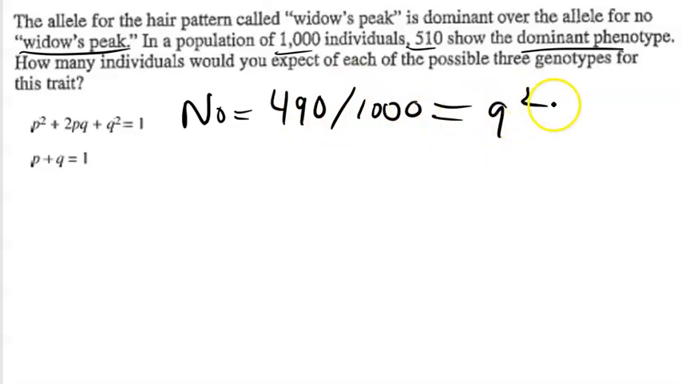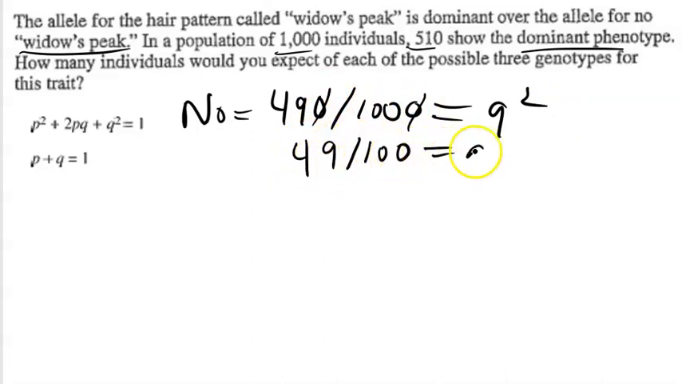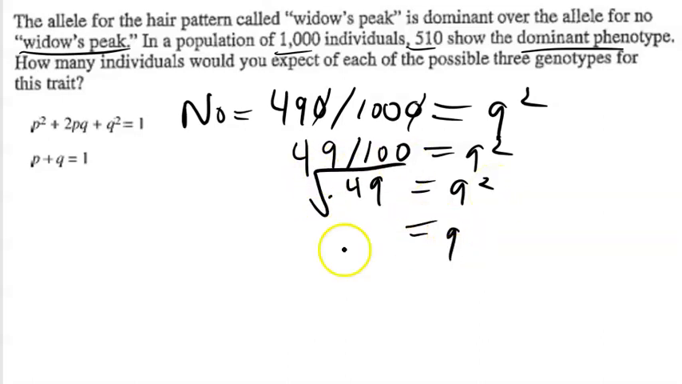And the number of no's in this case are going to be 1,000 minus 510, because 510 is the dominant phenotype in this population. So that means 490 out of 1,000 are the Q squared. So again, doing some simple math, 49 out of 100 equals Q squared, 0.49 equals Q squared. Again, the trick here is you want to take the square root of this number to actually get your Q, and that number is 0.7, so consequently, P equals 0.3.